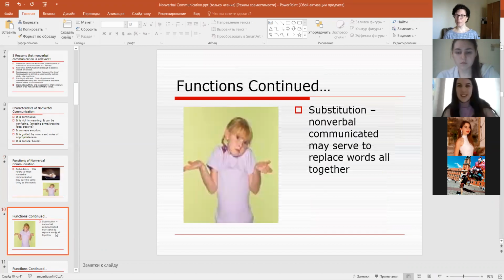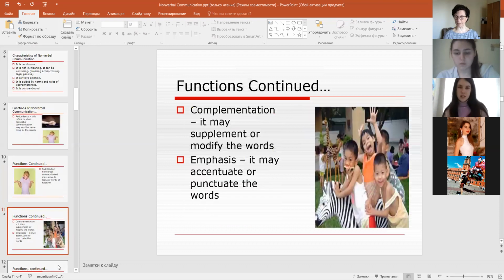Or it has the function of substitution. Nonverbal communication may serve to replace words altogether. So like this gesture, we don't need to illustrate it with words. Okay. Complementation. It may supplement or modify the words. Emphasis. It may accentuate or punctuate the words.